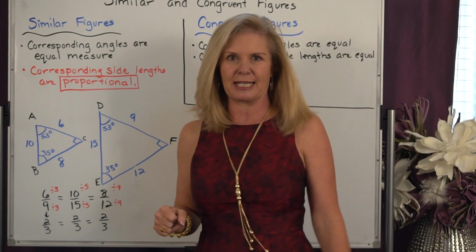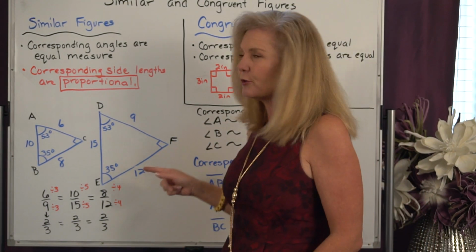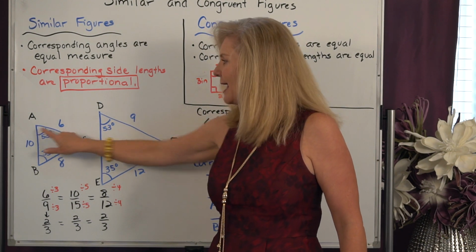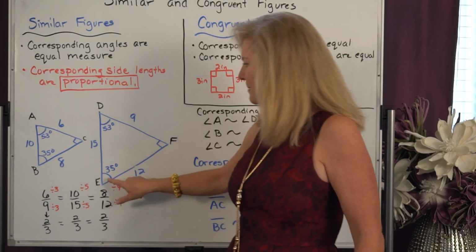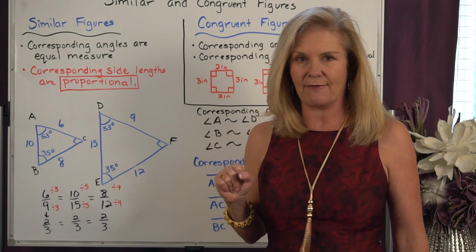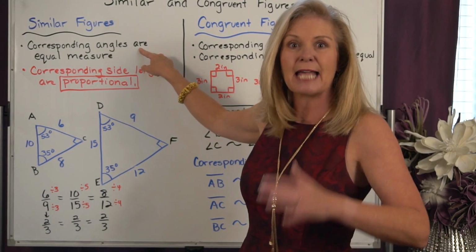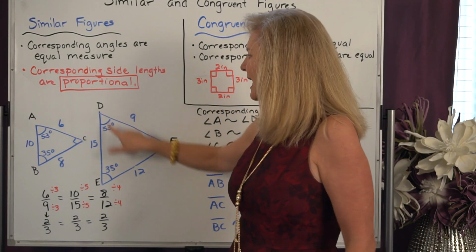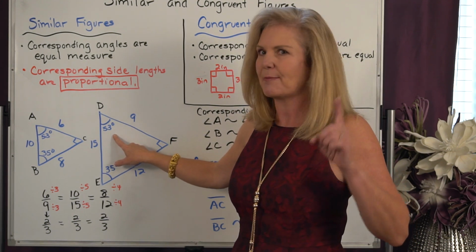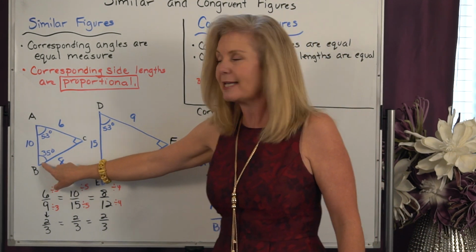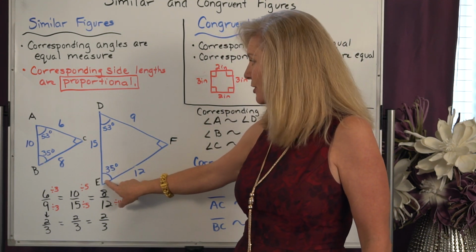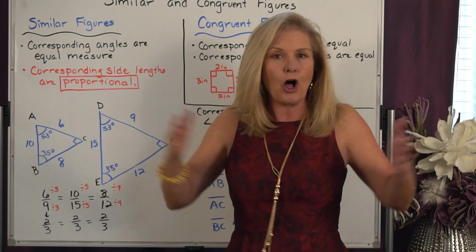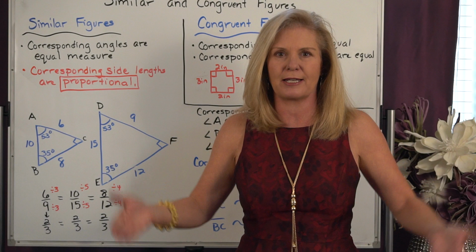So let's go back and take a look at these two figures. They're both triangles. When we're looking at corresponding angles, remember, those are the angles that are in the same position. So A corresponds with D, B corresponds with E, C corresponds with F. Now, by definition, those angles have to be the same measure. So angle A's measure is 53 degrees, angle D's measure is 53 degrees. I'm thinking we have a similar figure. Angle B is 35, angle E is 35, angle C is 90, angle F is 90. Right there, I see all their corresponding angles are the same.